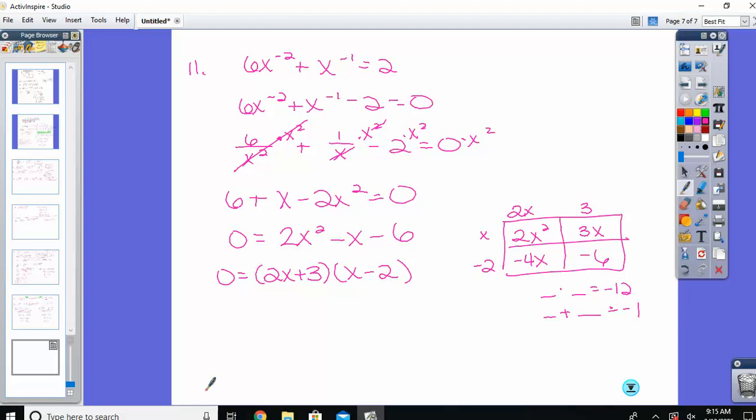If we set those equal to 0, 2x equals -3, so x is -3/2, and the other one, x equals 2. Again, you should check, but you can use your calculator and plug them in, and it does. Okay. Do I need to work the other way, or any questions about that?